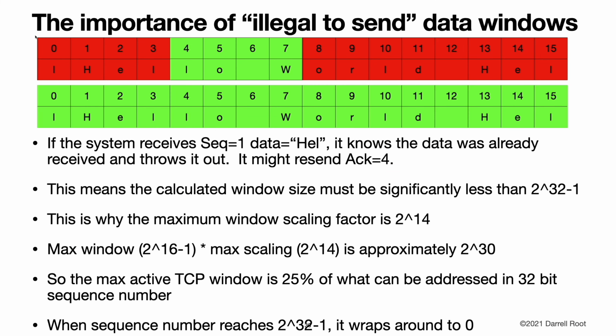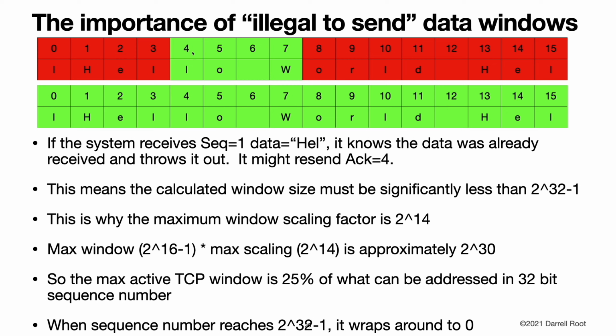The sequence number field has 32 bits. So the maximum sequence number is 2 to the 32nd power minus 1. Let's assume that the sequence number field was 4 bits. In that case, we have valid sequence numbers from 0 to 15.